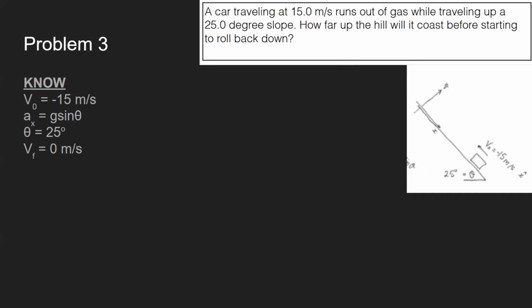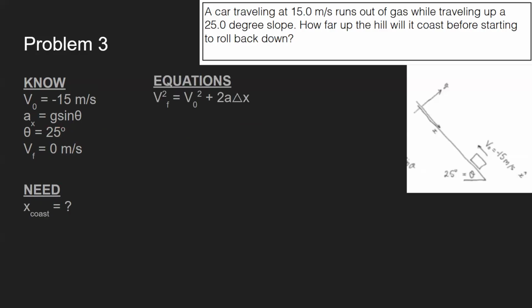Final velocity is 0 because we're asking how far does it coast before it rolls back down. We don't really care about what happens when it rolls back down. The time interval we're thinking of is when it's going up until it stops before it rolls back down. So it stops, that's why the final velocity is 0. We need to find the distance that it coasts.